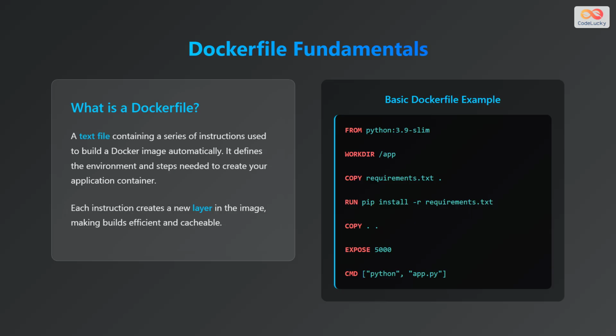Here is a basic Dockerfile example. It starts with the FROM command and specifies the base image as Python 3.9 Slim. Then the working directory is set to /app. After that, the requirements.txt file is copied. The RUN command is used to install the dependencies using pip. Then the whole application is copied using the COPY command. Expose port 5000 and finally the command to run the application.